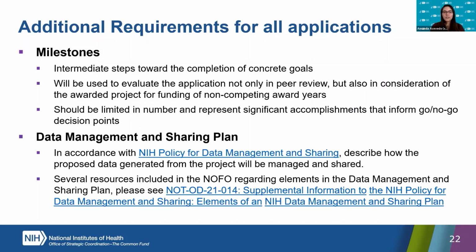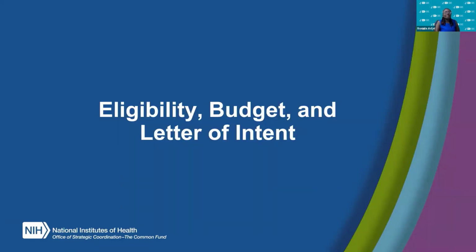Now that we have provided a description of the four hub units and additional requirements, I will now pass it back to Brenda to discuss eligibility, budget, and letter of intent details for this RFA. Next slide. Thank you, Amanda. In this segment, I will briefly review the elements that you discussed.